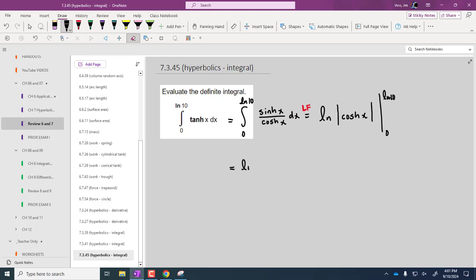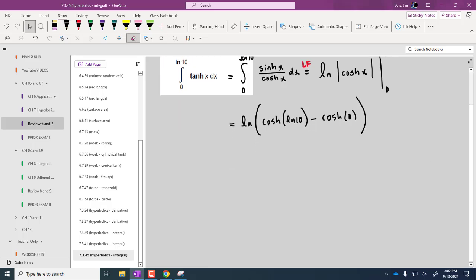So once again, cosh is always positive. We don't need the absolute value bars. So we're going to have cosh of natural log of 10 minus cosh of 0. Cosh of 0 is 1. It's the hanging cable, right? The hanging cable goes right through 1. So that's going to be 1.